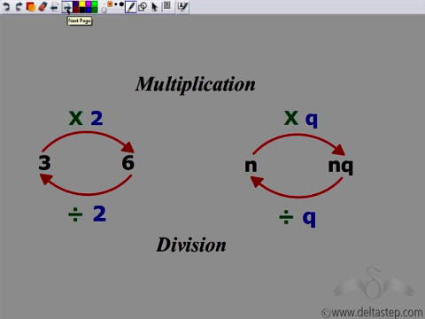If I multiply 3 by 2, I get 6. If I divide by the same number, I get back to 3. So now if I have n and I multiply it by q, I would get nq. If I divide this number by the same number, which is q, then I should get back to n. That is what division says, reverse of multiplication.